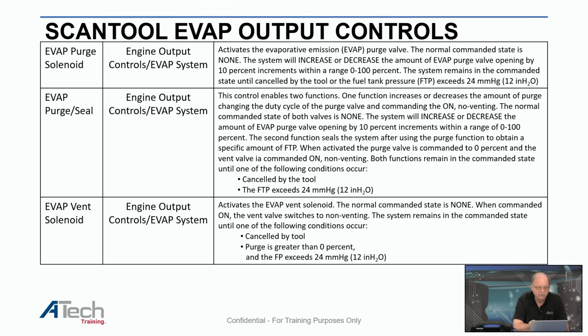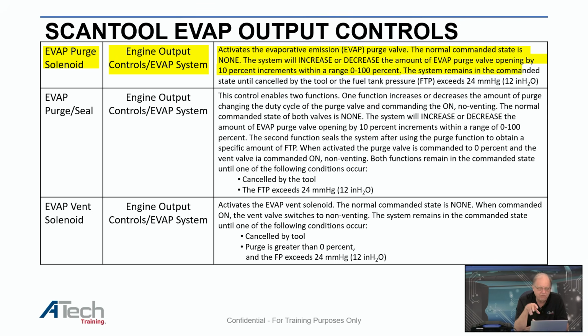Okay, we're going to look at the output controls that you have available through the scan tool. Most of them are out there. Some of the factory scan tools are going to have a little bit more. So on the purge solenoid, you look at it, it has engine output controls EVAP. So we're going to be able to control the purge solenoid, and we're going to activate that when normal command is none, because it's normally a closed unit. Remember that the front door is always closed, the back door is always open. So we will increase it by a percentage, usually 10% at a time, up to 100%.